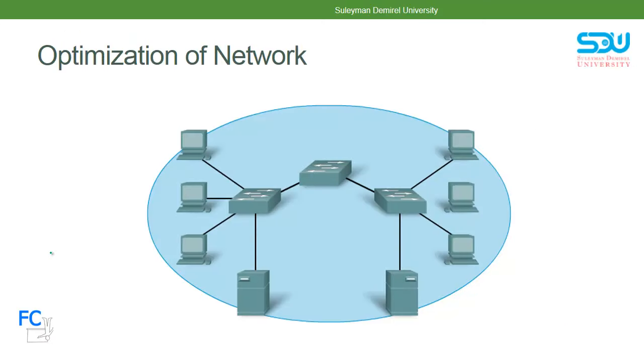Optimization of the network. Here is a small example; actually this is not so big a network, and here we have switches between devices, and in case computer A wants to send a broadcast, it goes to the switch, which will resend this broadcast to all other ports excluding the receiving port. And imagine that this broadcast is a DHCP discovery broadcast, so computer A wants to find the DHCP server.